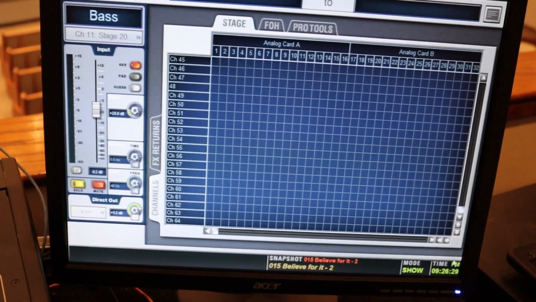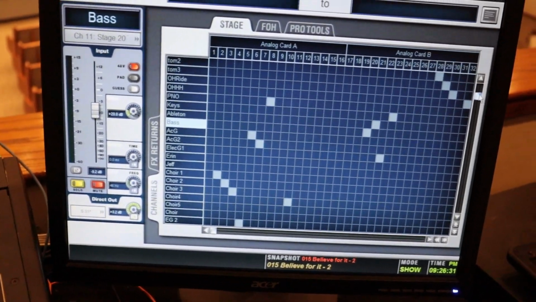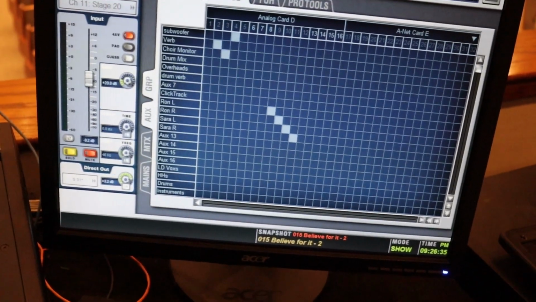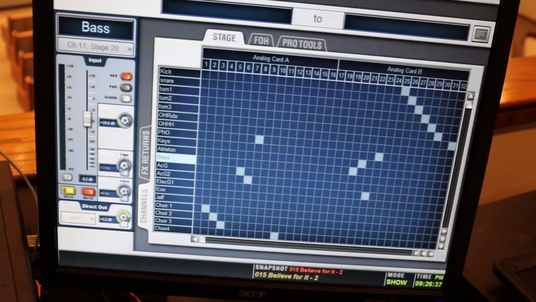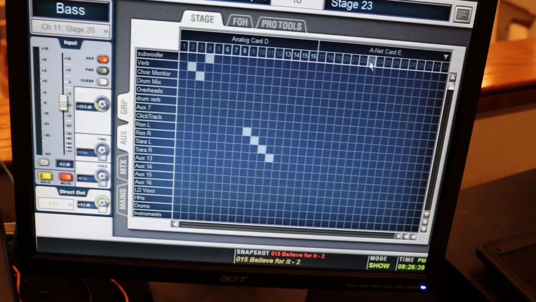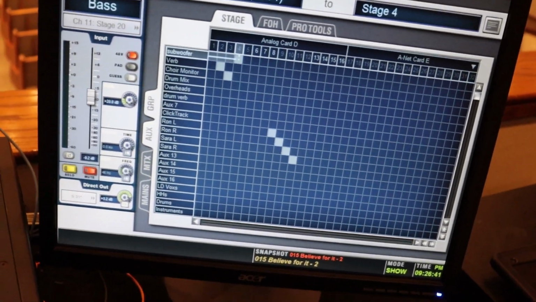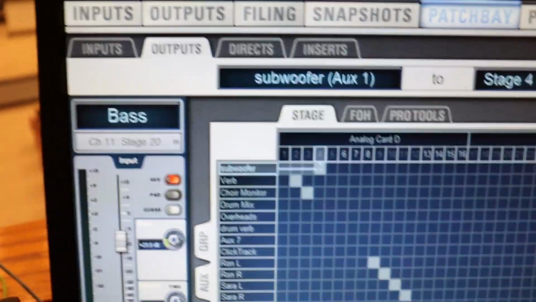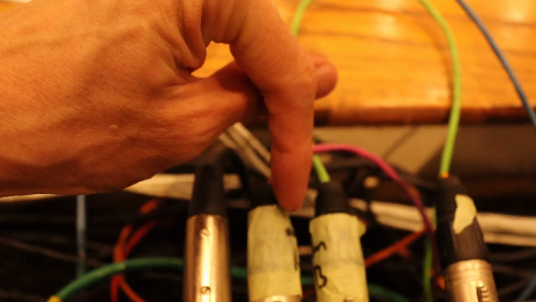If you're wondering what any of this means, me too. That was a joke. This is where stuff comes in. This is where stuff goes out. You can see on the back of the board, subwoofer is going out of aux 4, which means it's probably 1, 2, 3, 4. It's probably that guy. All right.